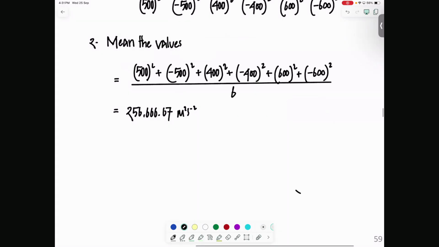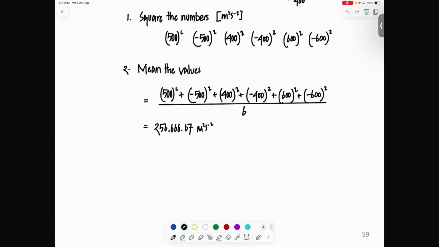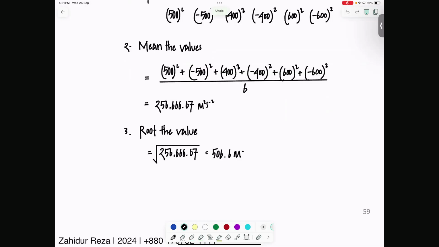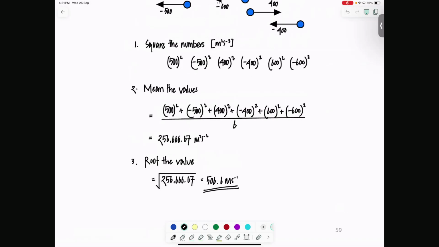Now the problem is this is not velocity, so I have to get back my actual value. What can I do? Root them, right? So the last step is to root the value. So do it and see what comes. Yes, and you will find that once you take the square root of this number, you get a number that's something similar to what we have seen before. 506.6 meter per second, and this is a much better average than what you normally do.